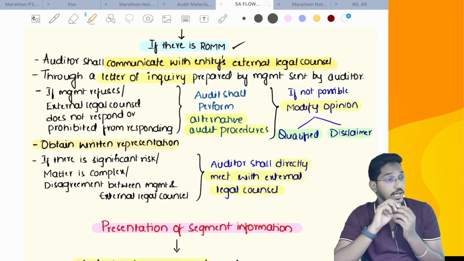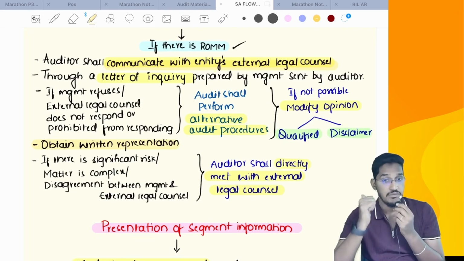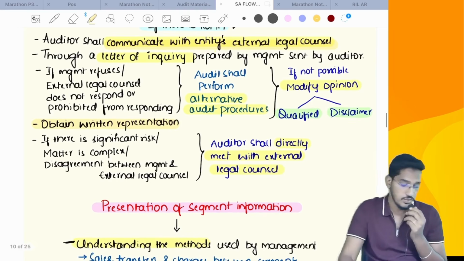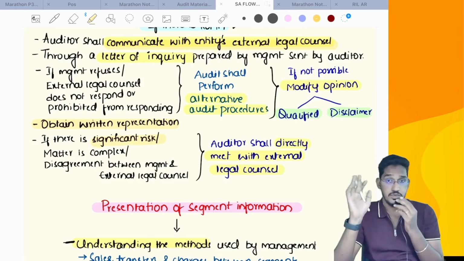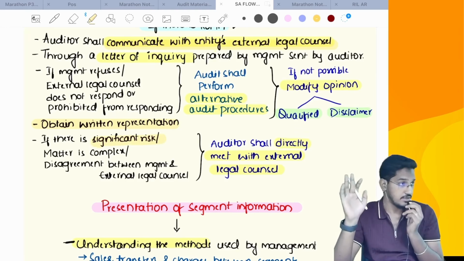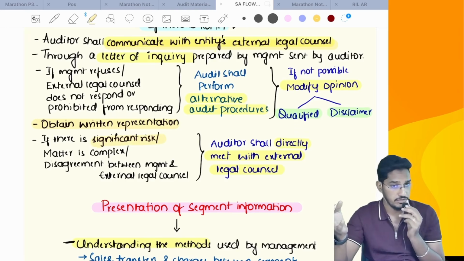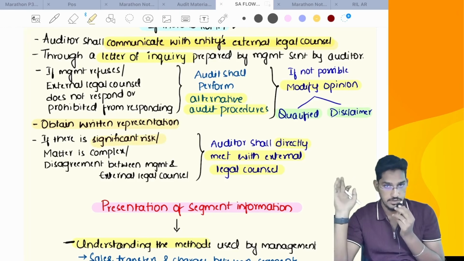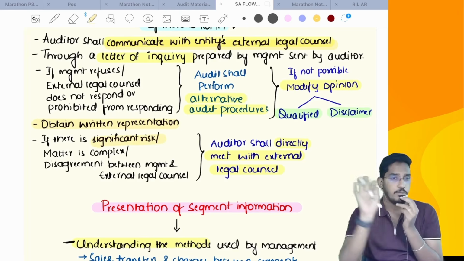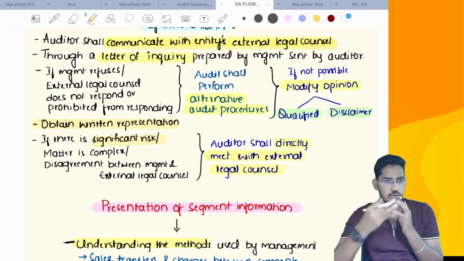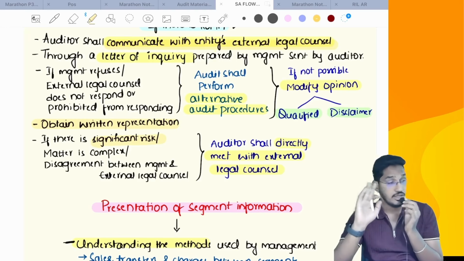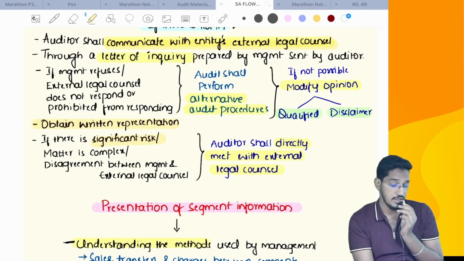You might be required to go and meet with him personally when that need arises. If you find that the legal matter is very big, a very significant risk, then not just communicating with a letter of inquiry, you can go and meet him personally. Also, if the matter is complex, very difficult to understand, and through a letter of inquiry you are not getting clarity, then you can go and meet with the entity's external legal counsel.